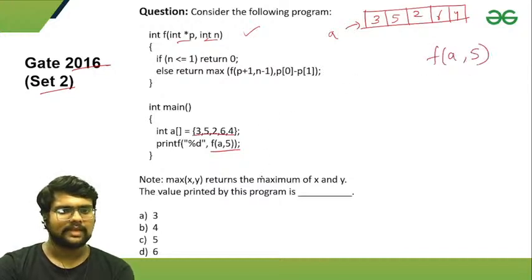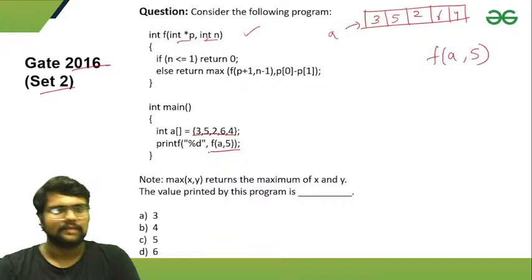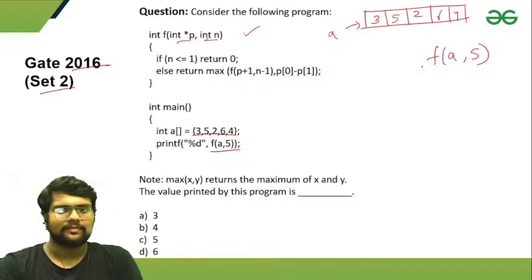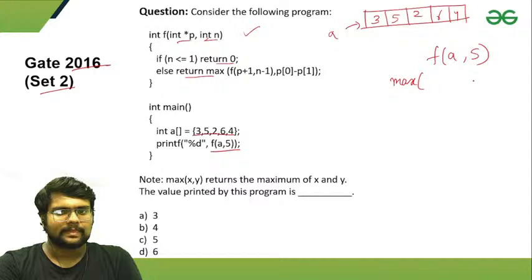So we have to find the value printed by this program. So what will it print? We have to print the result of f of a comma 5. When f of a comma 5 is called, it will check if n is less than or equal to 1. n is 5, so it will not come to this, and the else condition will get executed. Here we are computing the max of, first we compare p of 0. So p of 0 will be 3 and 5, so max of 3 minus 5, it will be minus 2. And here the result from the next function call, in which we pass p plus 1. One second.